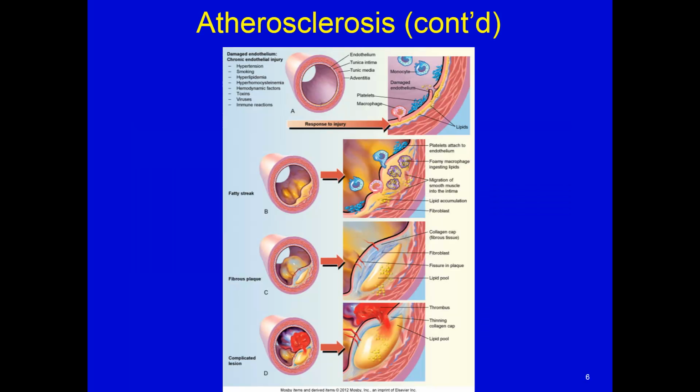All right, and here is just another good breakdown of what we've already said. So damage to the endothelium happens because of all these reasons here, okay? What you will start to see here is this fatty streak on the inside of the lumen. Then you'll start to see that progress into this more fibrotic, fibrous plaque. And then here, in D, is your true complicated lesion.